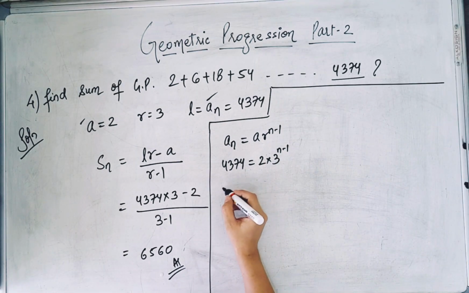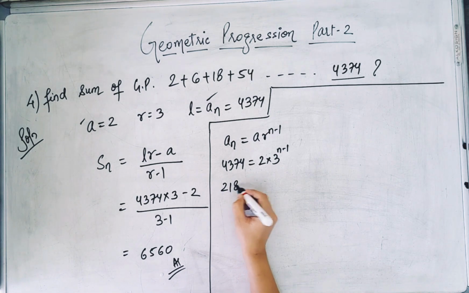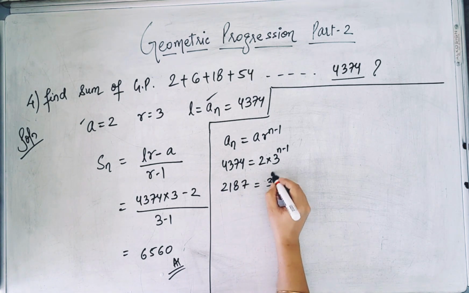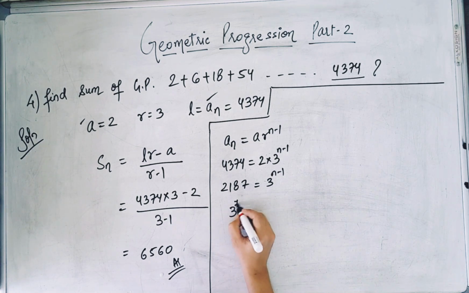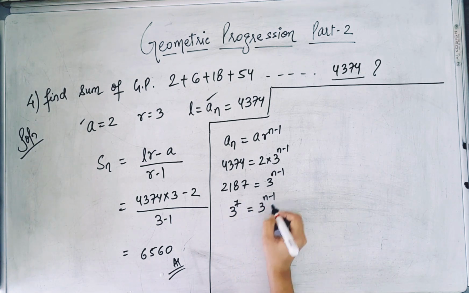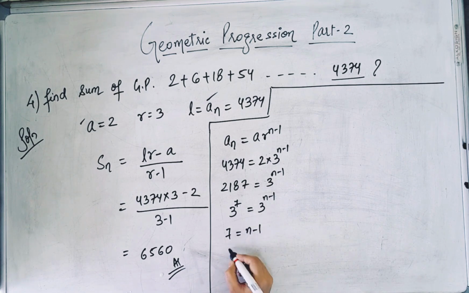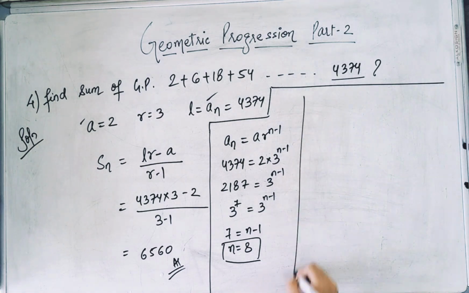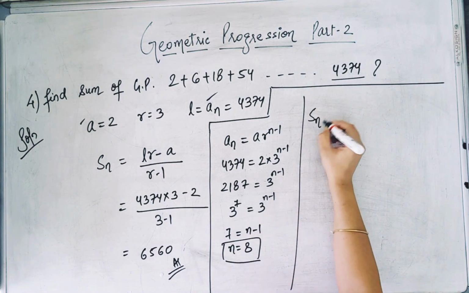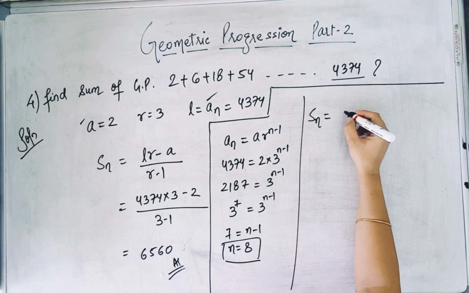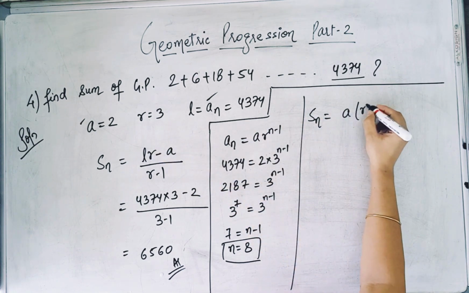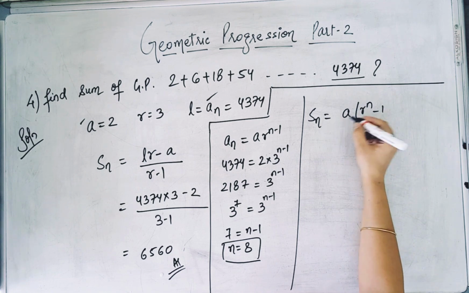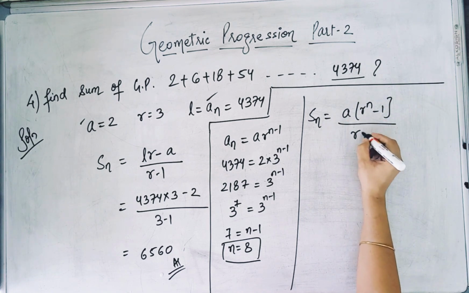4374 divided by 2 will give 2187. This is equal to 3 to the power n minus 1, and 2187 is equal to 3 to the power 7. Thus 7 is equal to n minus 1 and n will be 8. Then we have to calculate the sum, because we now know n. We can apply the formula, that is Sn is equal to, because r is greater than 1, we'll apply the formula A into r to the power n minus 1 upon r minus 1.